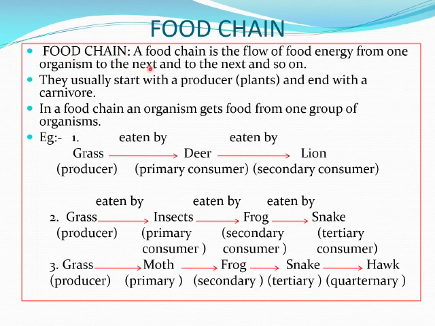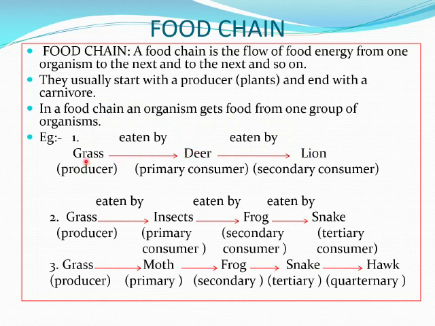So food chain, a food chain is the flow of food energy. So whenever grass, it is a producer. Why is it called a producer? Because it prepares its own food. This grass is eaten by the deer. So here the deer is getting its energy when it eats the grass. The food for deer is grass. The deer gets its energy when it eats grass. In the same way, lion gets its energy when it eats deer.